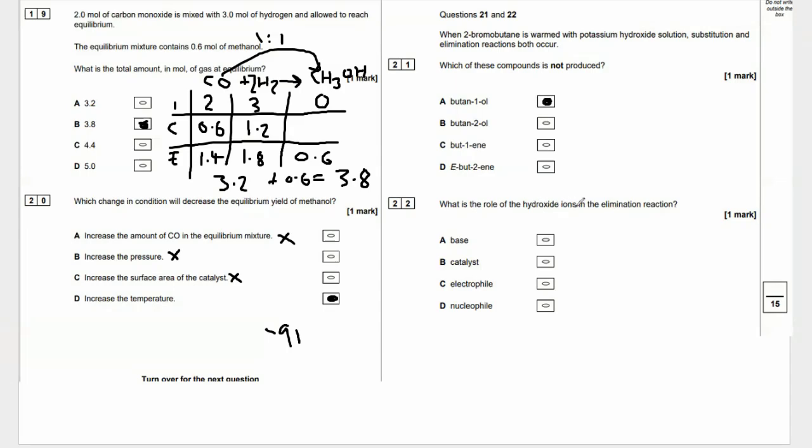What is the role of the hydroxide ions in the elimination reaction? Well, this is probably the biggest mistake people will make here. They will say the hydroxide ions are a nucleophile, because they are in many reactions, but not this one. In this reaction, it's base elimination. So it's a base. And that's it. That's your lot there. So boom. Why is it a base? The hydroxide ions accept a hydrogen to form water and create that double bond.